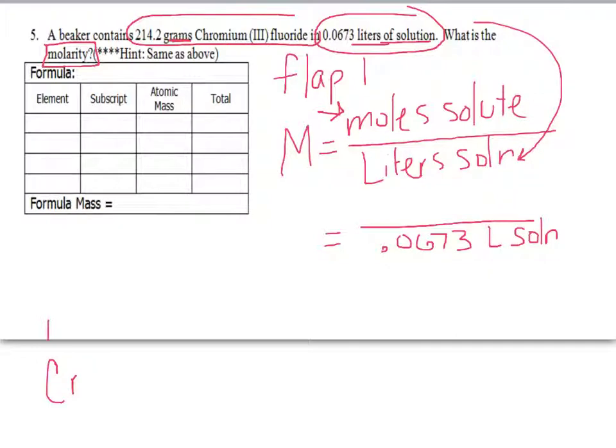Chromium 3 means its charge is plus 3. Fluoride is capital F and its charge is minus 1. This balanced formula is going to be CrF3. So we write that right here in this box.